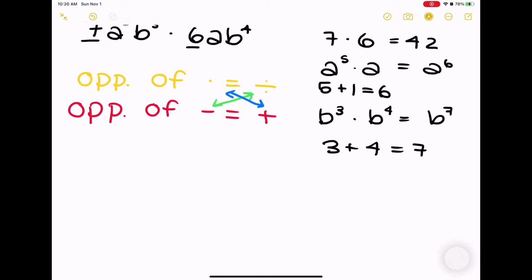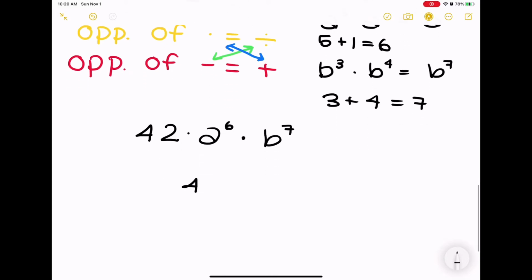So in this case, our answer will be 42 times a to the 6th times b to the 7th, and we can just write that as 42a to the 6th b to the 7th.